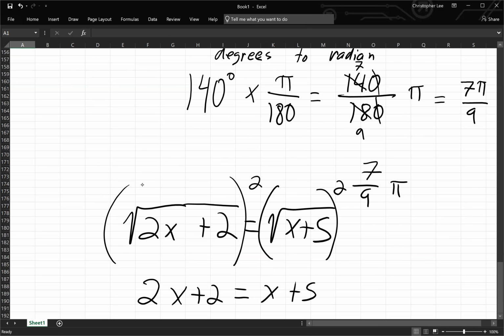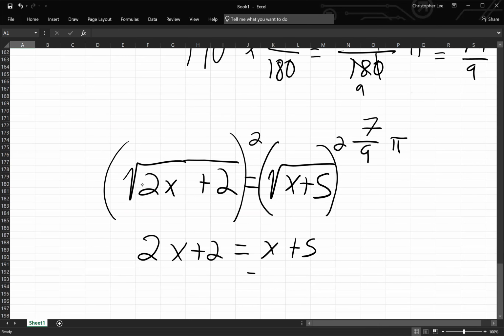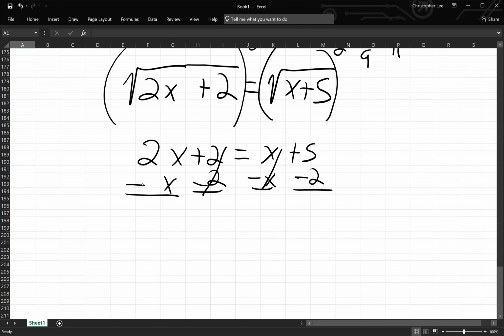Throw your numbers on one side and your variables on the other. So I'm going to subtract x from over here, and what I do to one side I do to the other. I'm going to subtract 2 from over here, and what do I have? x is equal to 3. That's it. And then you check it, plug it in, see if it works, and that's it.